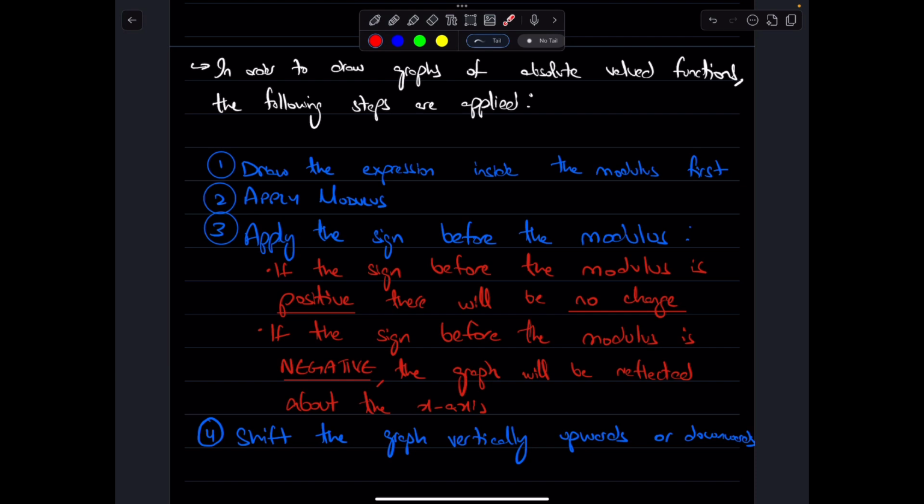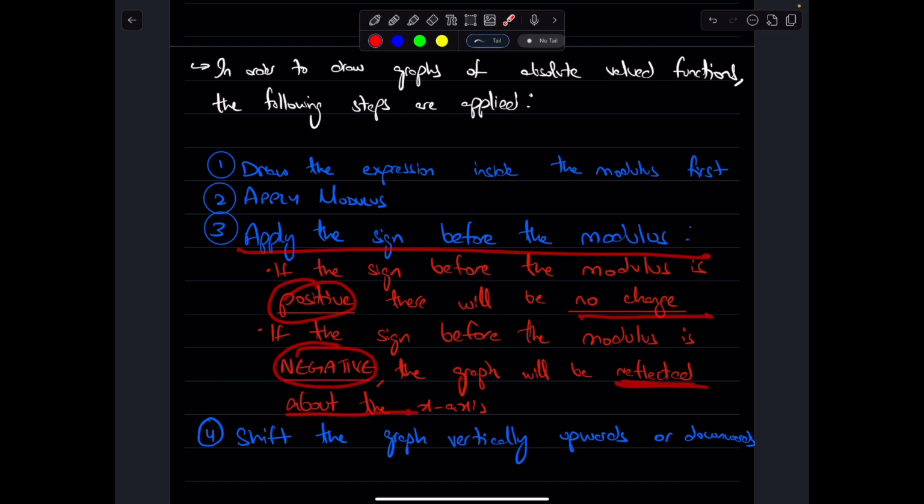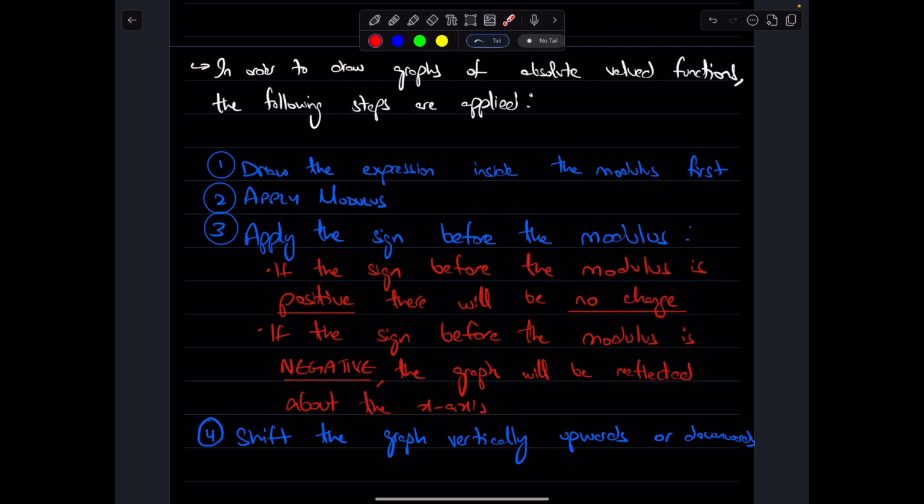So the sequence of steps of drawing graphs of absolute value functions are as follows. The first step would always be to draw the function inside the modulus, followed by applying the modulus. And then once you apply the modulus, apply the sign before the modulus, which if it is positive, there will be no change to the graph. But if it is negative, the graph will be reflected about the x-axis. And finally, the last step would be to shift the graph vertically upwards or downwards based on what is outside the modulus, if there is anything.